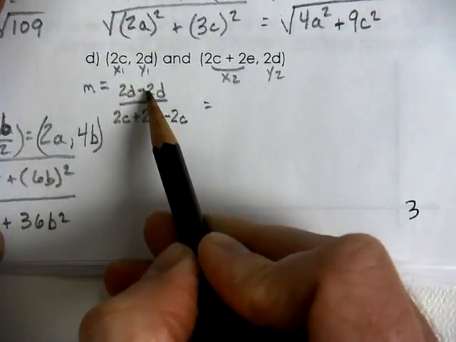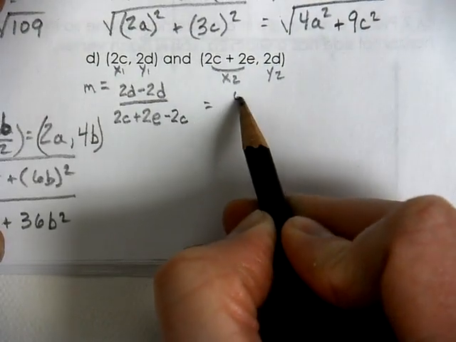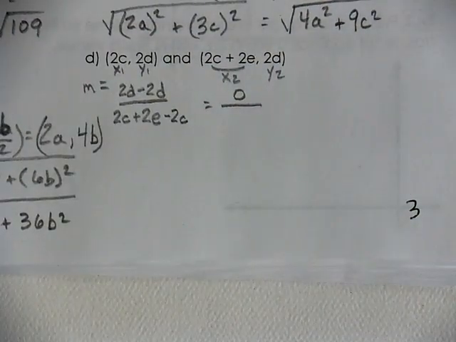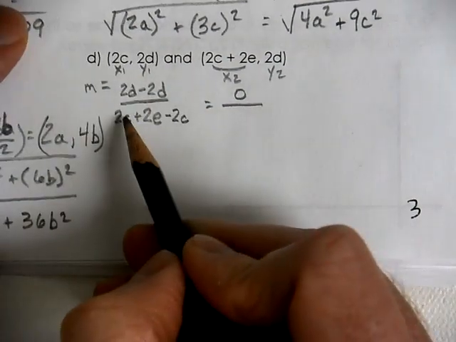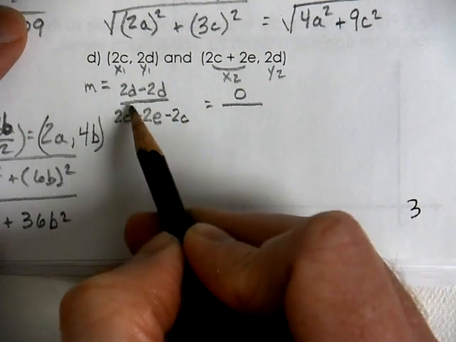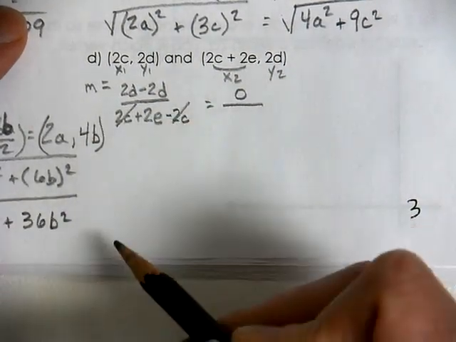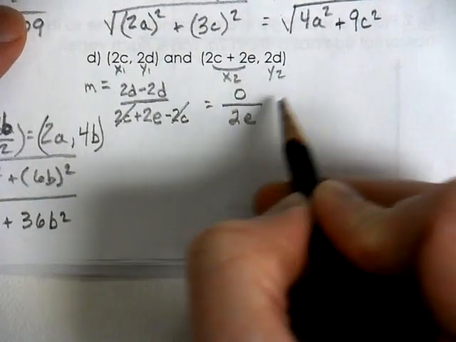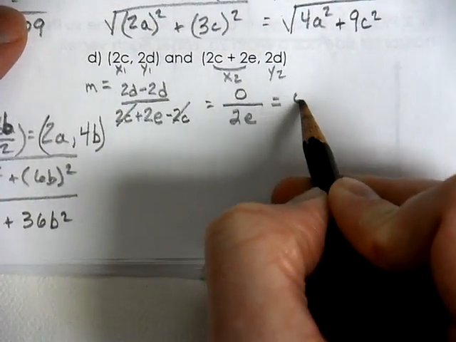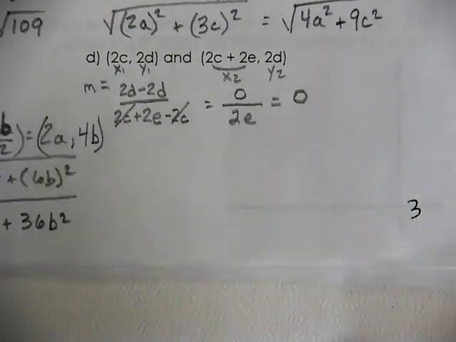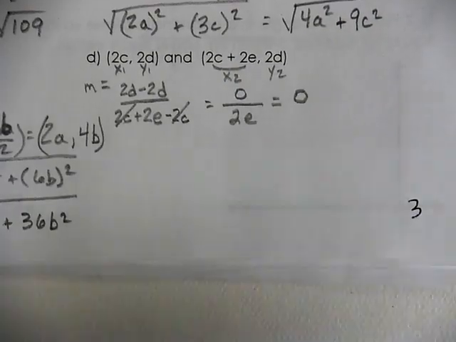2 dogs minus 2 dogs gives us 0 dogs. You can write that as 0D, or you can write that just as 0. 2 cats plus 2 elephants minus 2 cats, that crosses the cats out, and we're only left with 2E. That's kind of irrelevant, because if we've got a 0 in the numerator and not a 0 in the denominator, we're going to have 0 as an answer.